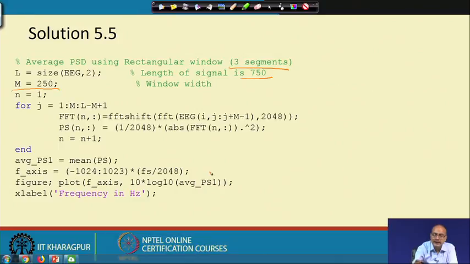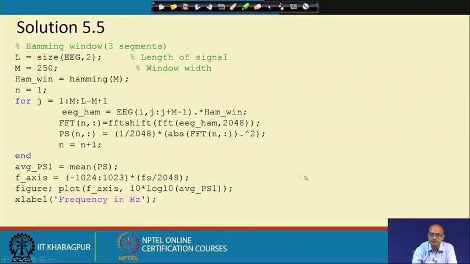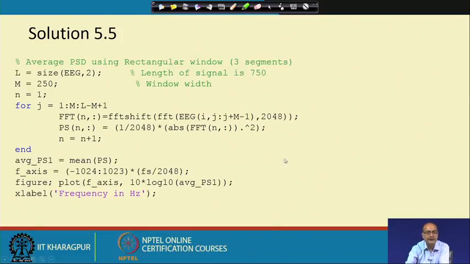With that, we can get the output. Let us see what we get. Now, for the Hamming window it would be almost the same. The only difference is that in the previous case we are taking that part of the signal directly.